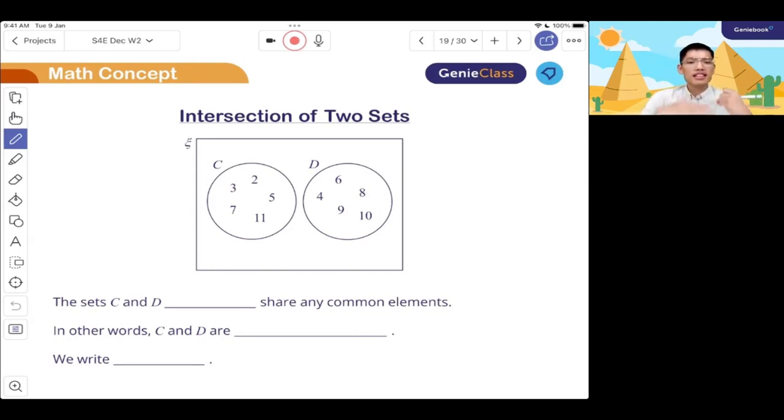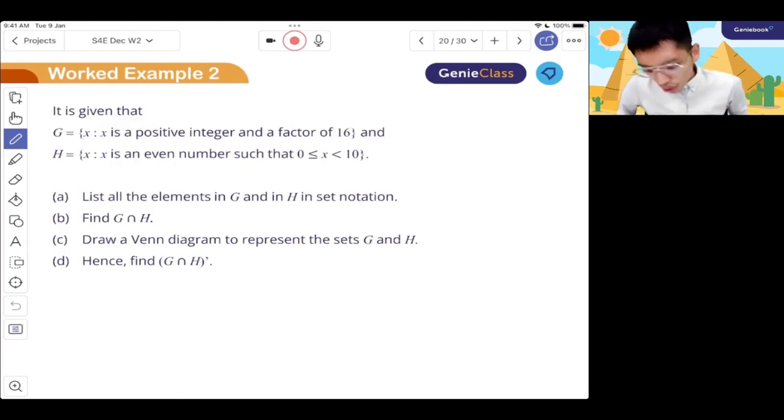In this case, the sets C and D, what happens? They do not share any common elements. The special name for them is we say C and D are actually disjoint sets. Since they are disjoint, there is no intersection. The intersection is empty. That is how we classify if there is no intersection between these two sets.